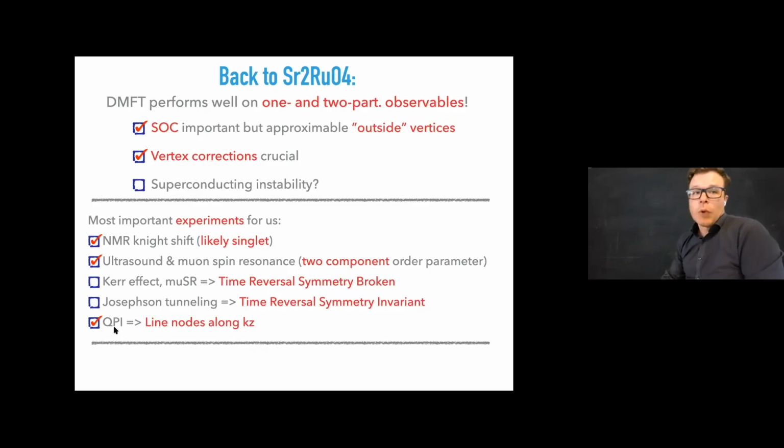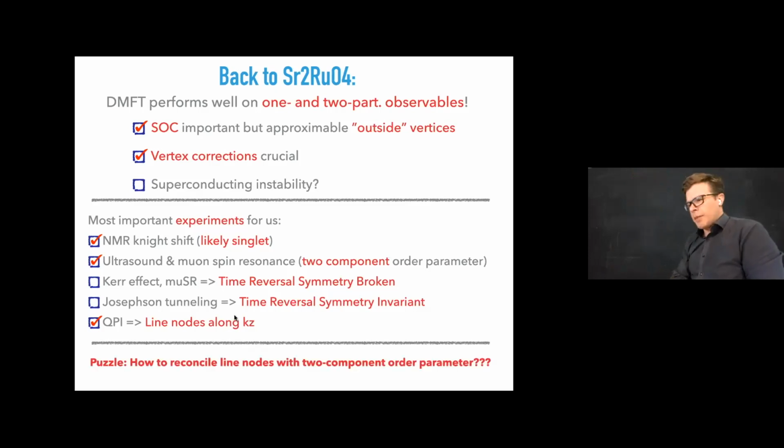There are other, more recent experiments, also quasi-particle interference experiments, and they suggest line nodes along the kz direction. What line nodes mean is really that you have a one-dimensional set of quasi-particles along the kz Brillouin zone. And this is actually a puzzle, because if you look into the symmetry analysis of the superconducting state a little bit closer, then there seems to be a contradiction between the occurrence of a two-component order parameter and the occurrence of line nodes. I will not tell you details about this here, but this is a puzzle. And this is actually something that we can address.